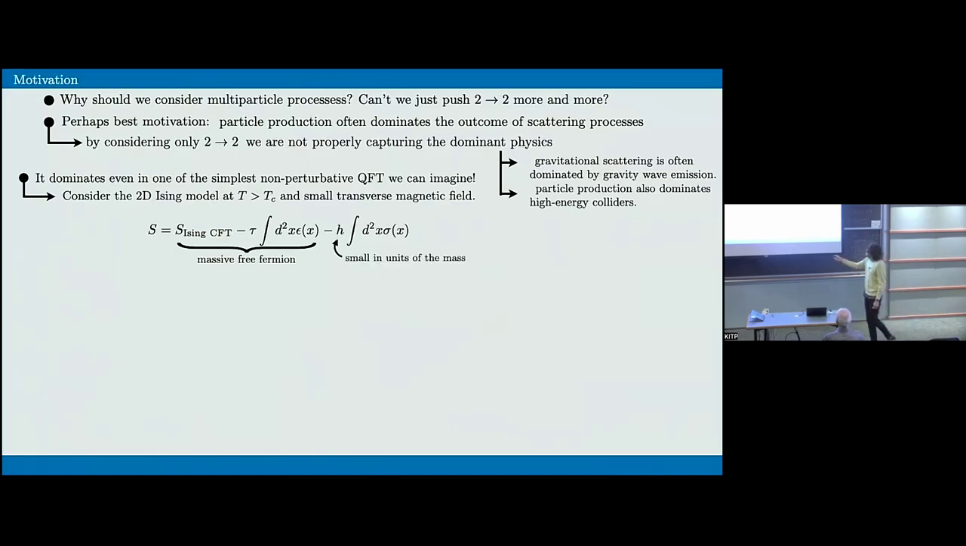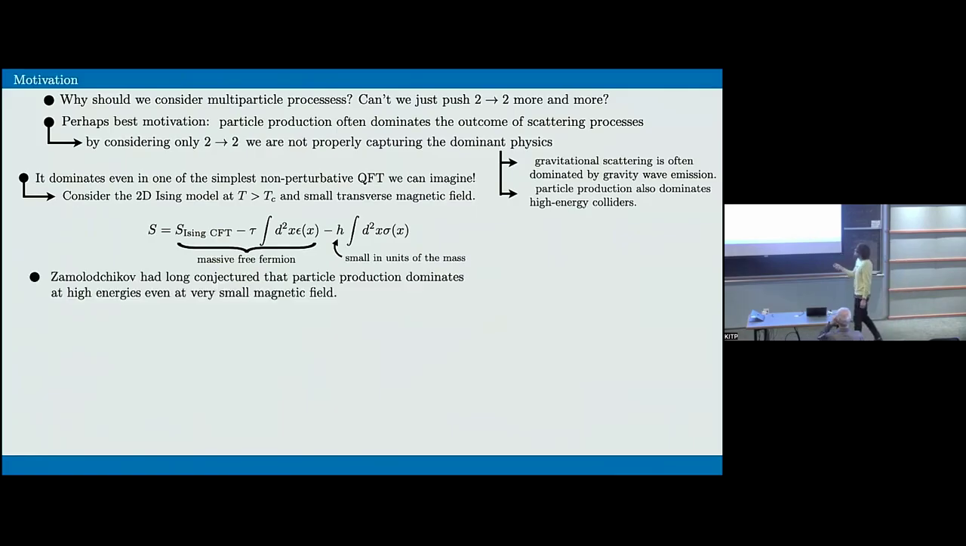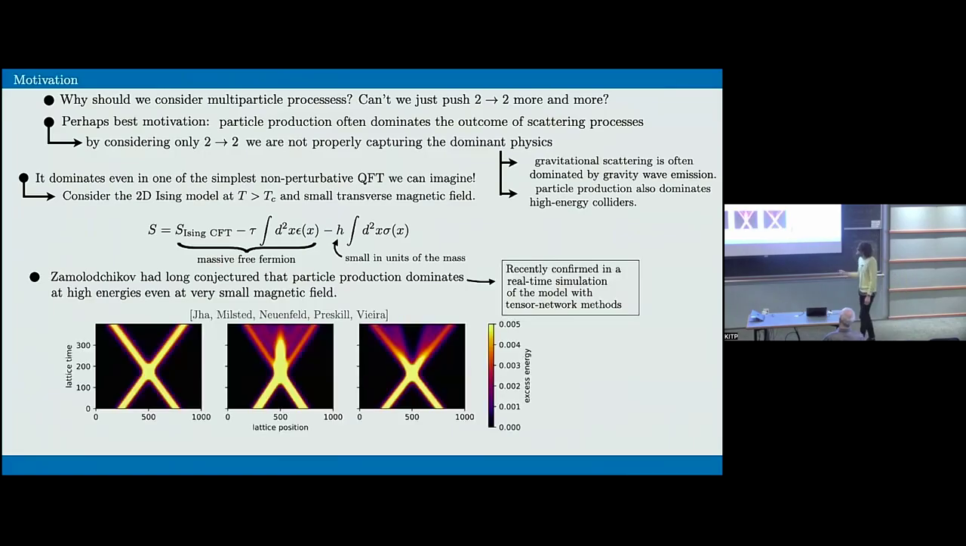And then we do a small deformation in the spin operator direction, where h is small in units of the mass. Now, this theory is very close to being a massive free fermion. However, Zamolodchikov has conjectured that particle production dominates at high energies for arbitrarily small magnetic field. And this has been recently observed by some nice real-time simulations with tensor network models, where they observe a complete inelasticity at high energies for arbitrarily small magnetic field.